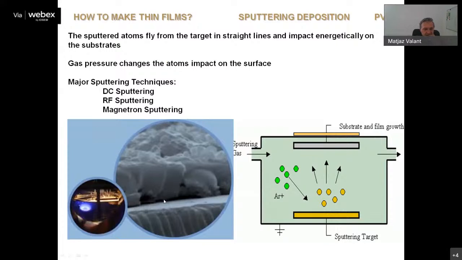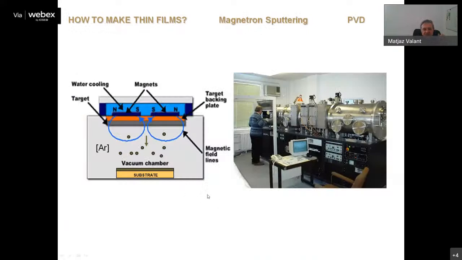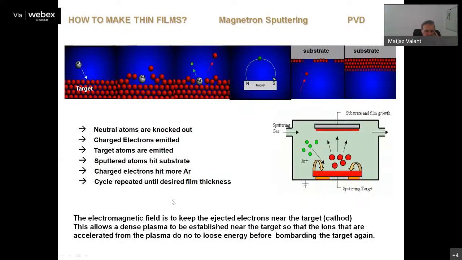Also for sputtering, we can have many different methods of how we kick off the atoms from the target into the vapor phase. This can be done with a DC current, RF radio frequency sputtering, or magnetron sputtering. But in every case, it's the same principle: by one kind of external stimulus, we need to get the atoms out of the target. So, for instance, in magnetron sputtering, we're using an argon beam to knock out some atoms from the target, and we knock out charged electrons as well, and the target atoms are also emitted.